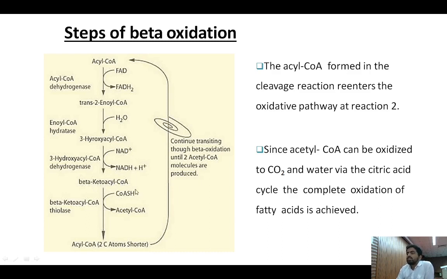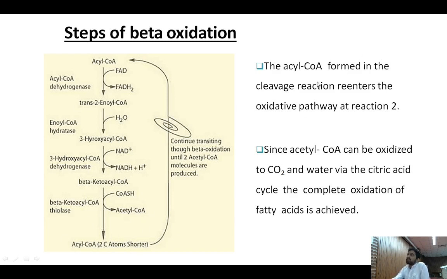This ketoacyl coenzyme A takes up one coenzyme A-SH molecule, and with the help of the enzyme thiolase forms one molecule of acetyl coenzyme A and a two-carbon shortened acyl coenzyme A. And now this acyl coenzyme A will again undergo these four reactions, 1, 2, 3, 4. The whole fatty acid chain has been broken down into acetyl coenzyme A, right?